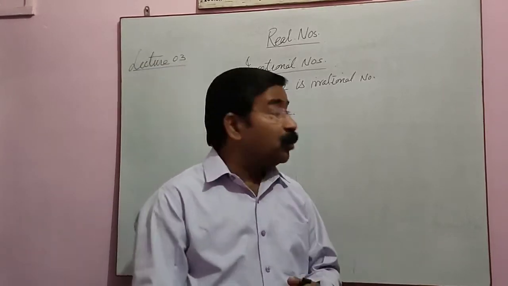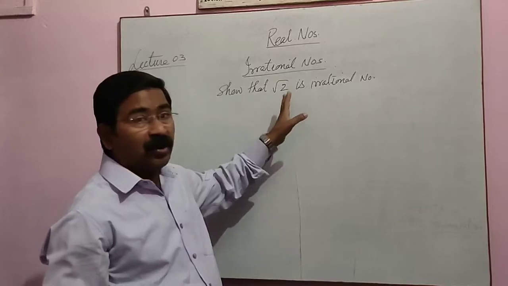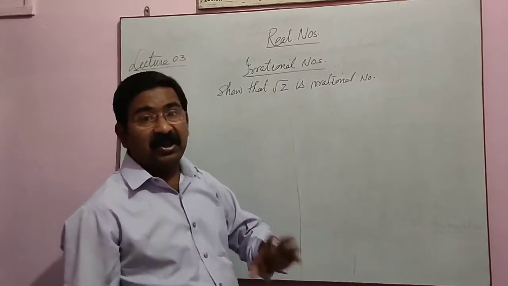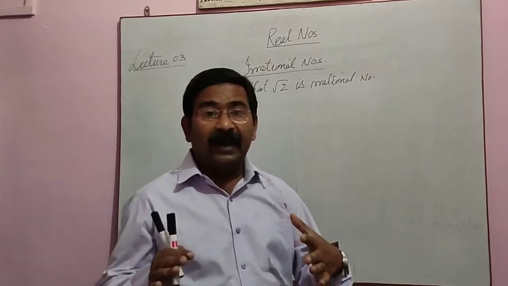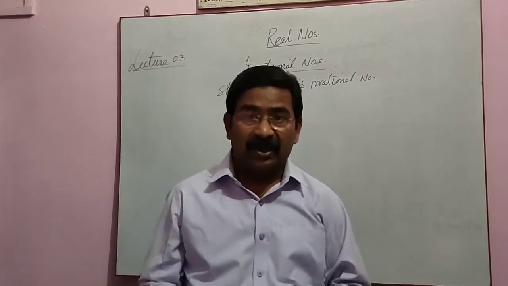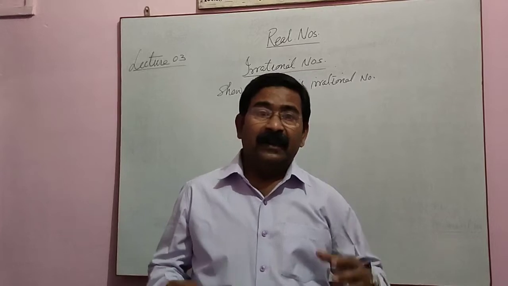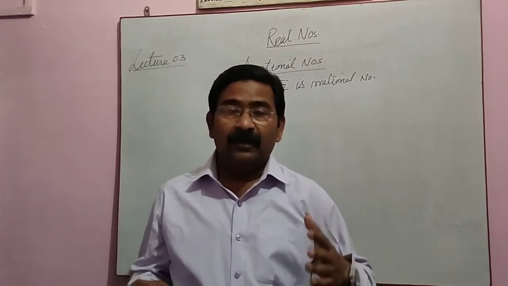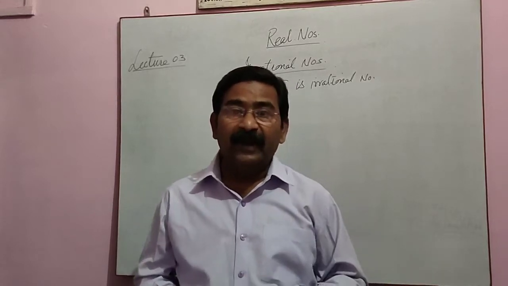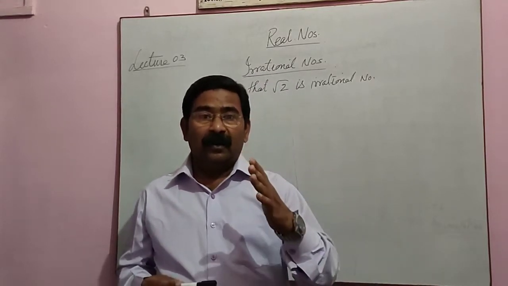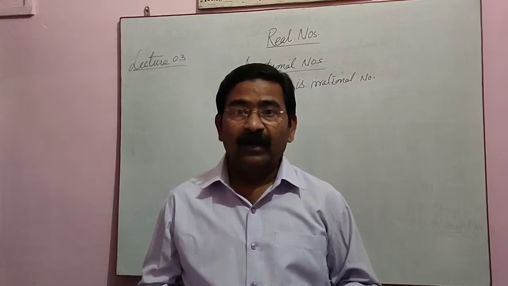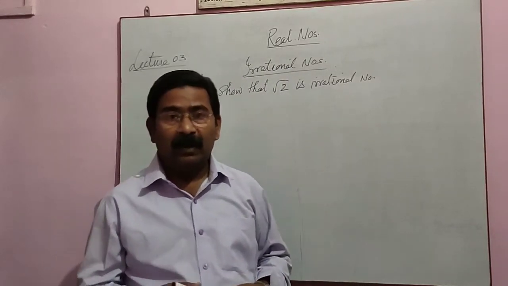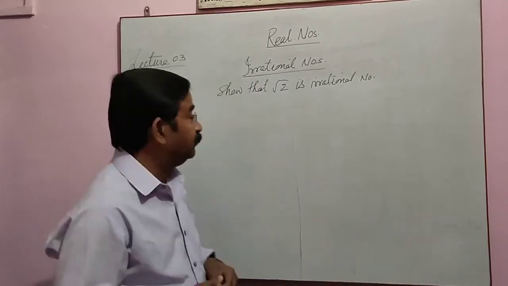Means we will suppose that under root 2 is not irrational. Means under root 2 is a rational number, and we will apply the rules for the rational number. And if somewhere the rule fails, it means our supposition is wrong. Then finally we say that under root 2 is not a rational number but irrational. Let's see how to solve.